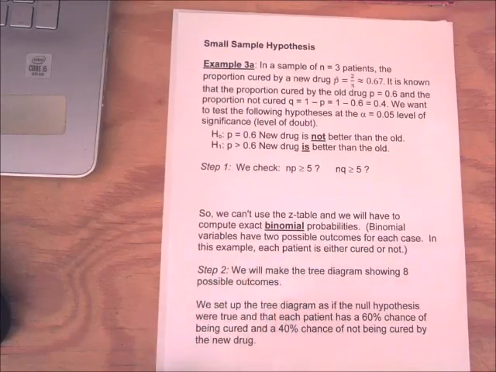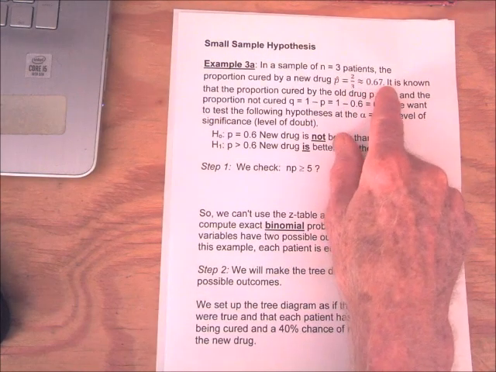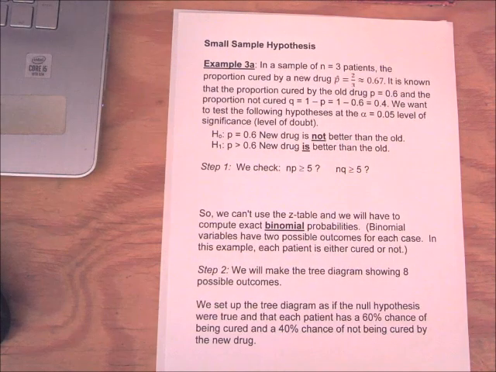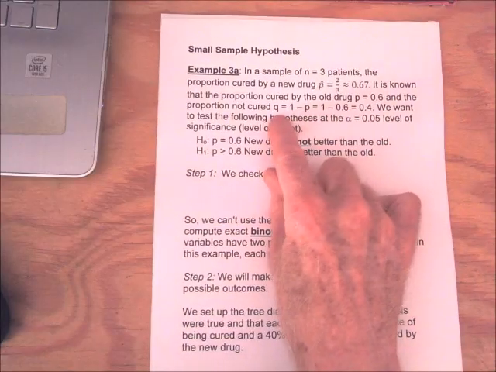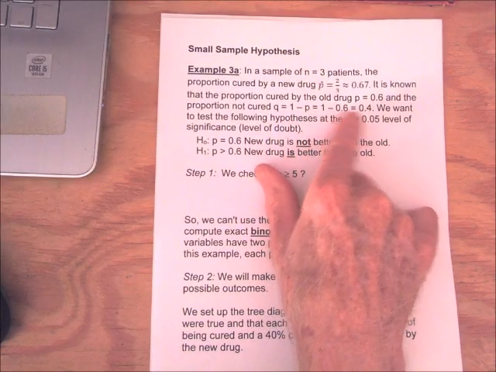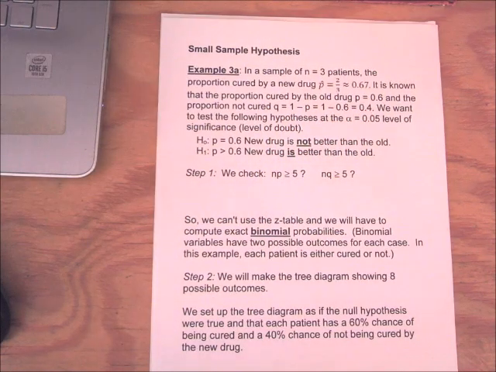Small sample hypothesis tests. Example 3a. In a sample of n equals 3 patients, the proportion cured by the new drug, p hat, is 2 out of 3, or 0.67. It is known that the proportion cured by the old drug, p, is equal to 0.6, and the proportion not cured, q, is 1 minus p, or 1 minus 0.6, which is 0.4.